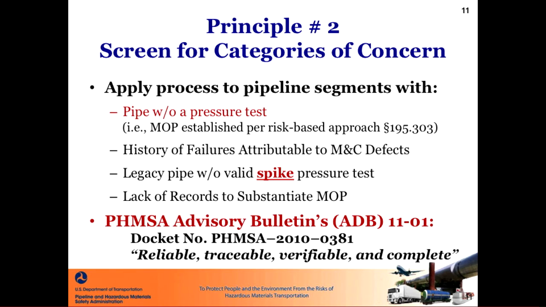Legacy pipe, do you have a valid spike pressure test? A 1.25 times MOP is not a valid spike pressure test in my opinion. But what should it be? I think that's the answer. And how long should it be? Should it be an hour? Should it be 30 minutes? Should it be 15 minutes, 10 minutes? Or should we let the operator just pick whatever it should be? I think we should have a minimum, but then if the operator wants to go well above that, let them do what they want there.